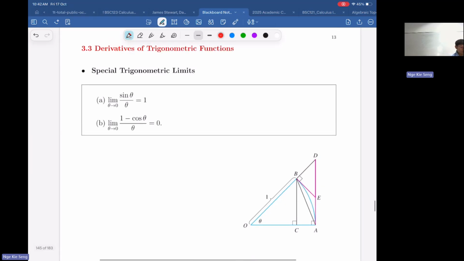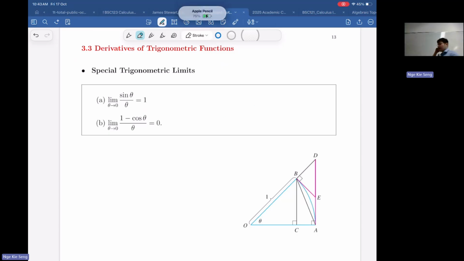All right, go to the next section. These two we won't ask you to derive, so you can just remember. So how to remember this actually? What does it mean by these two limits here? So first we have the limit of sine theta over theta as theta goes to 0 is 1. So what does this mean here?